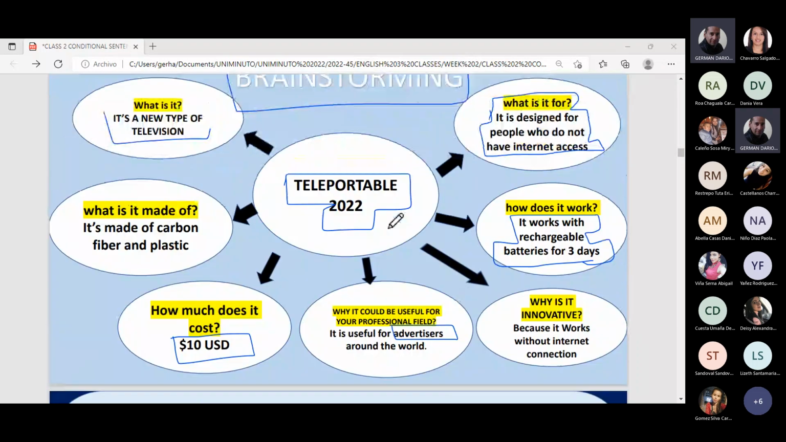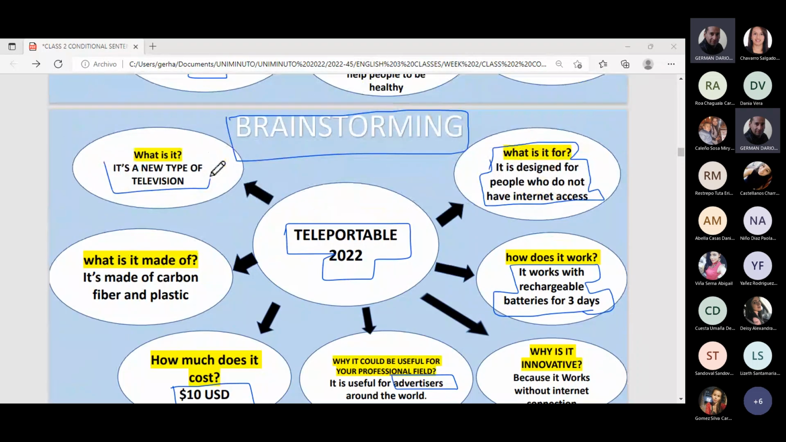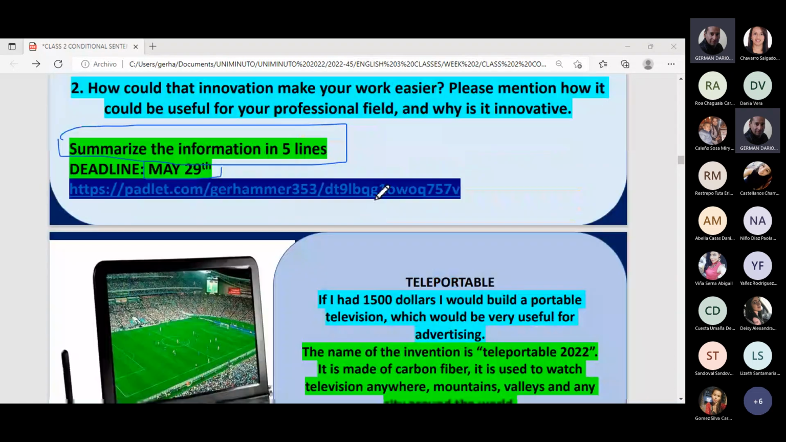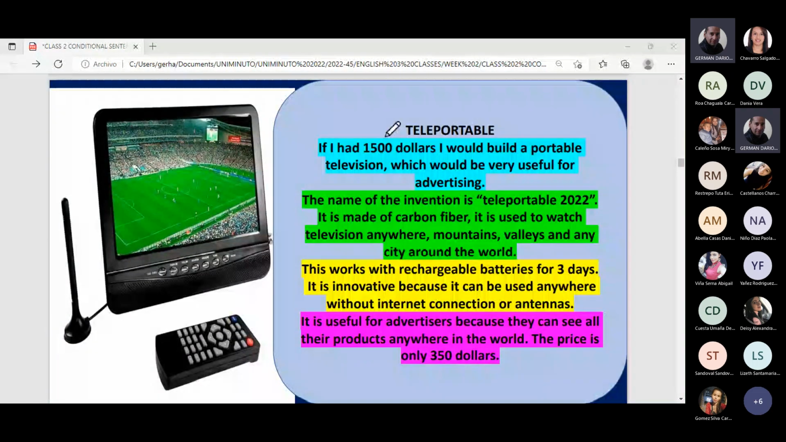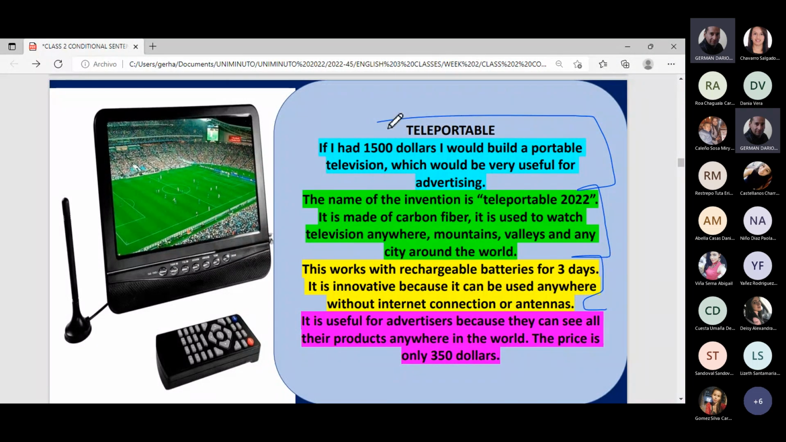Yes, this is one example. Remember that in this case, for example, I create my brainstorming. I answered these questions and then I wrote my paragraph like this. Okay, this is just an example of the way that you can answer the question.